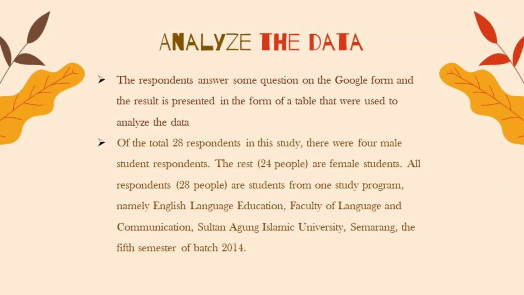Okay, the first is analyzing the data. The respondents answered some questions on the Google Form, and the result is presented in the form of tables that were used to analyze the data. Of the total 28 respondents in the study, there were 4 male student respondents. The rest, 24 people, are female students. All respondents, 28 people, are students from one study program, namely English Language Education, Faculty of Language and Communication, Sultan Agung Islamic University Semarang, the 5th semester of batch 2014.